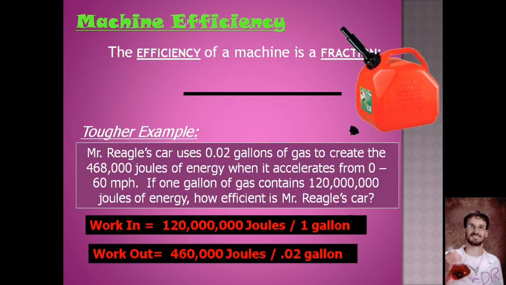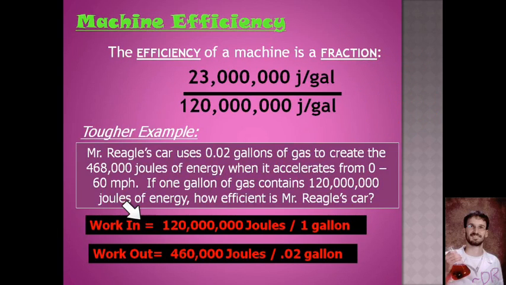Why is my arrow doing funny things? Our work in is going to the bottom of the fraction, my work out going to the top of the fraction. Getting weird symbols here. What's going on? Oh, I can actually rotate stuff around. That's cool. Can I make it bigger too? Oh.